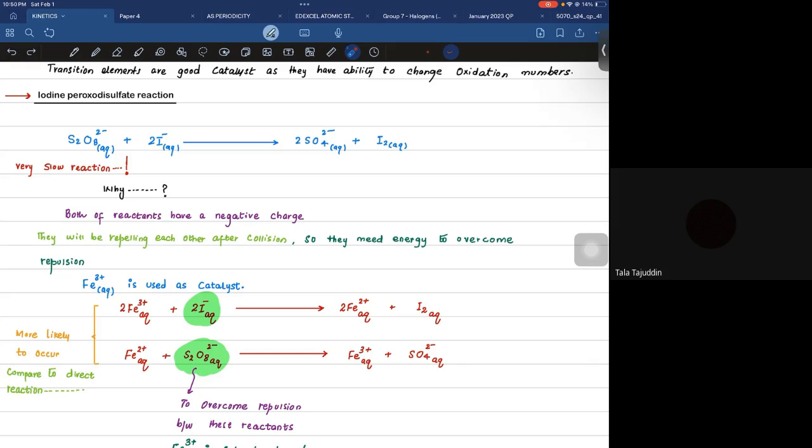If you are not going to add your catalyst, ultimately this reaction is very slow because both have a negative charge. They need a lot of time so that they can overcome the force of repulsion and form the product. So that's the reason you are going to add a catalyst. If the examiner asks how a homogeneous catalyst works, he would be asking for this mechanism, and then you have to write it down. Okay, it's very simple. So that's it for the kinetics.